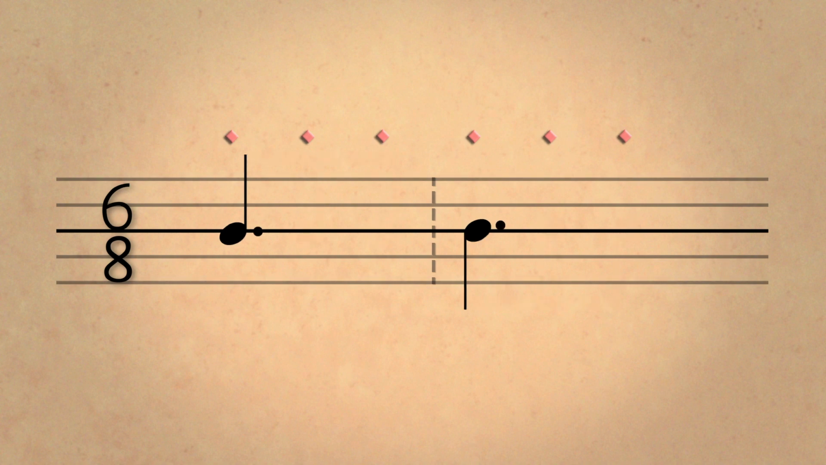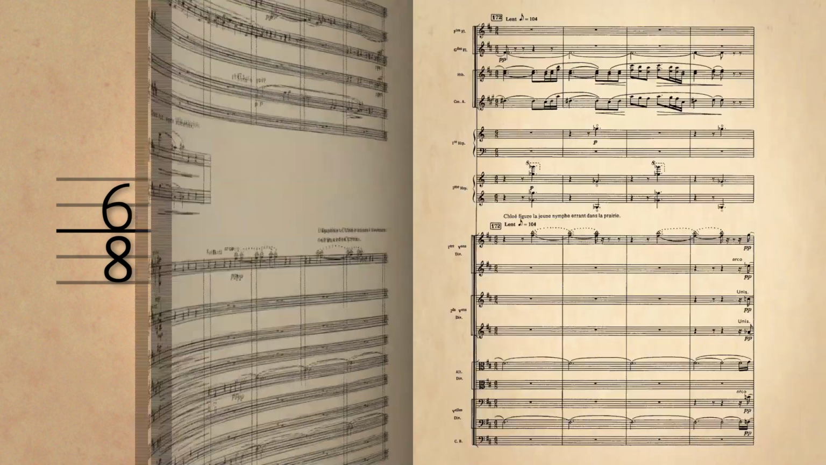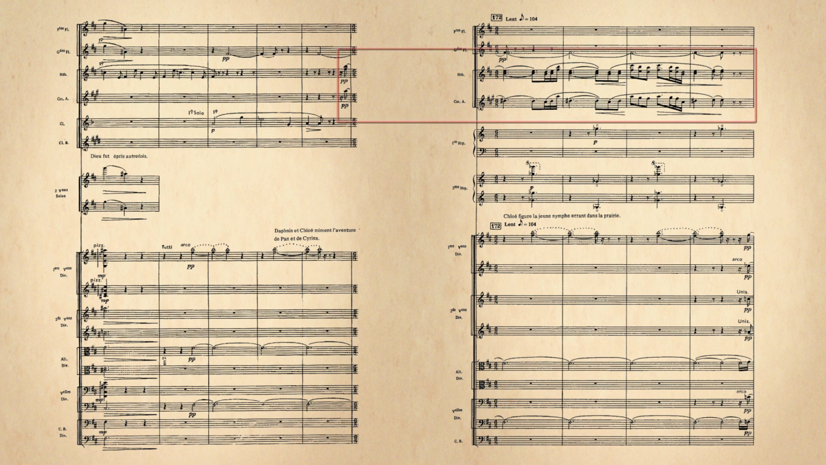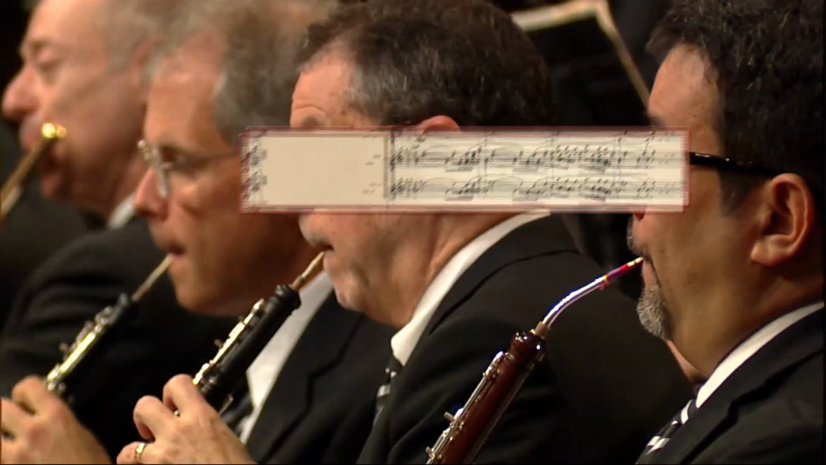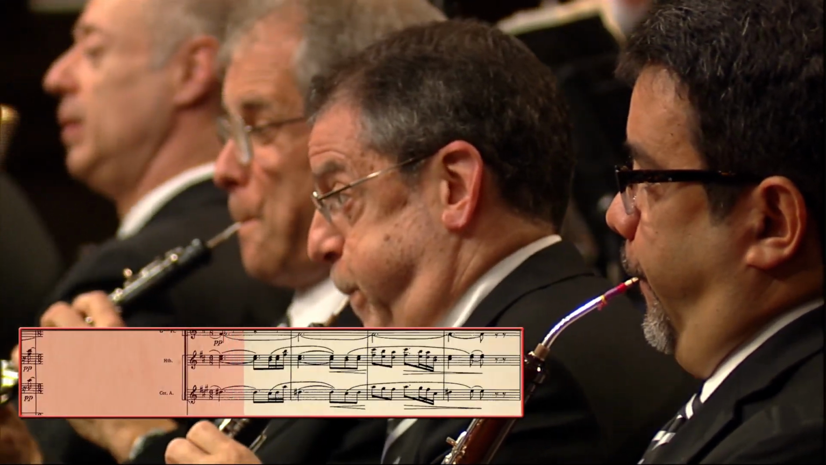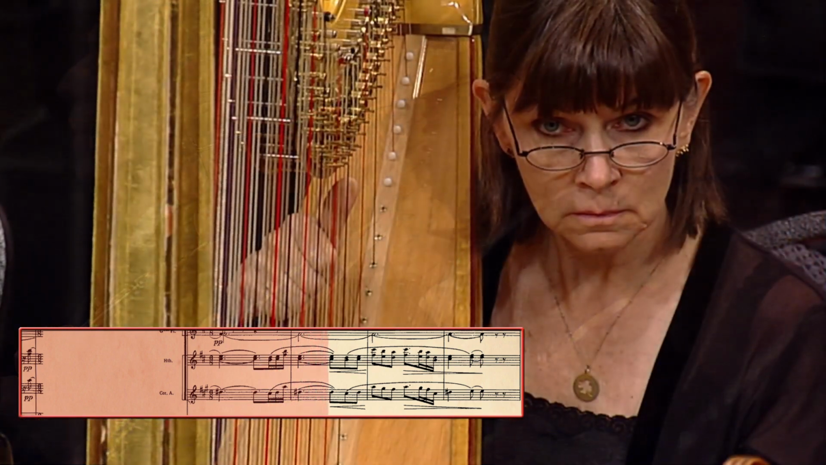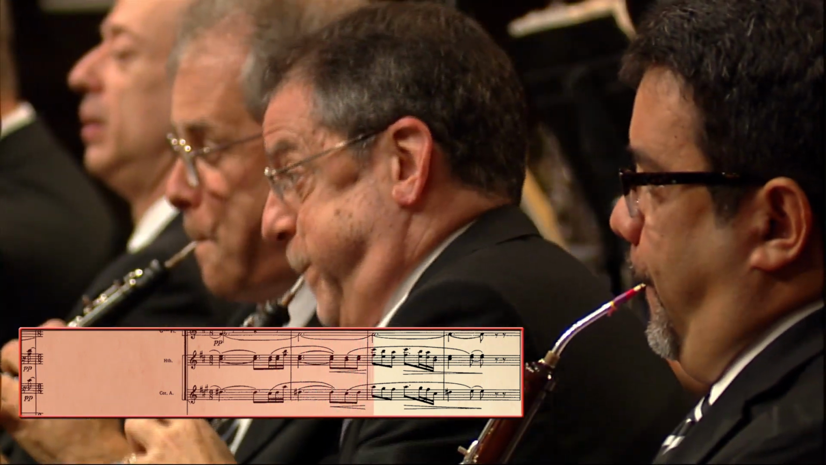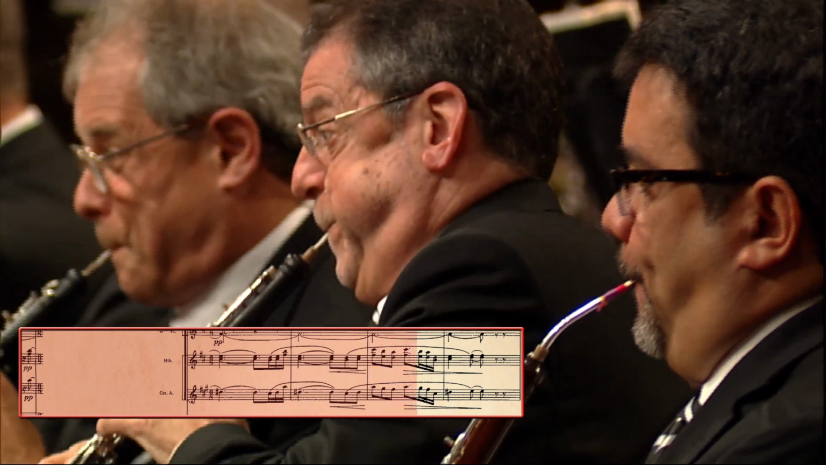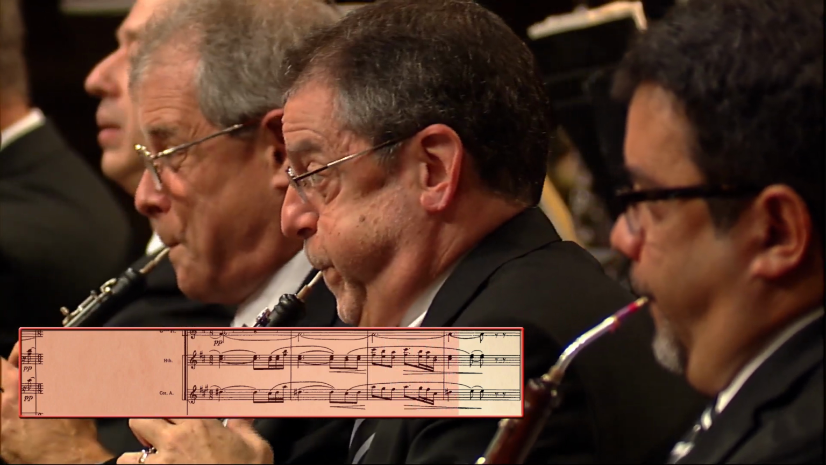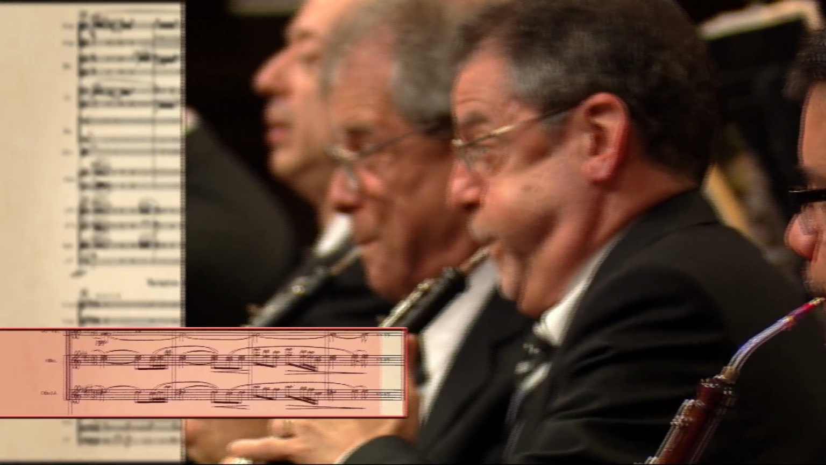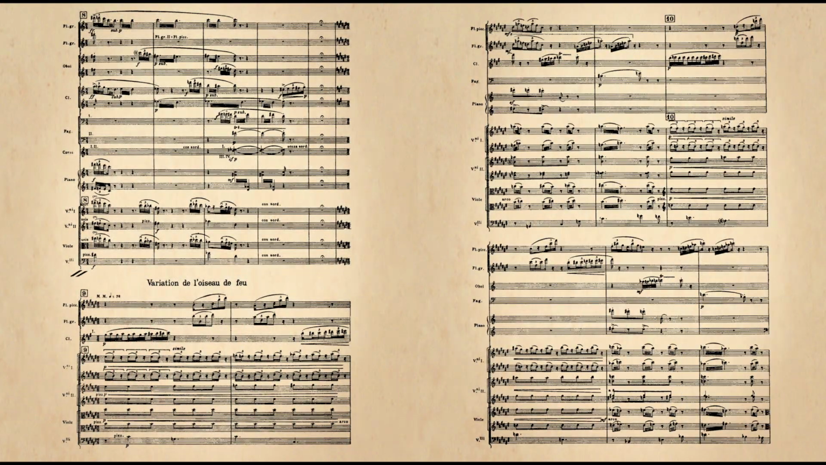For a slow version of 6/8, let's listen to this beautiful passage for the oboes and English horn from Ravel's ballet Daphnis and Chloe. For a fast version, let's listen to part of the Firebird's variation from Stravinsky's ballet The Firebird.